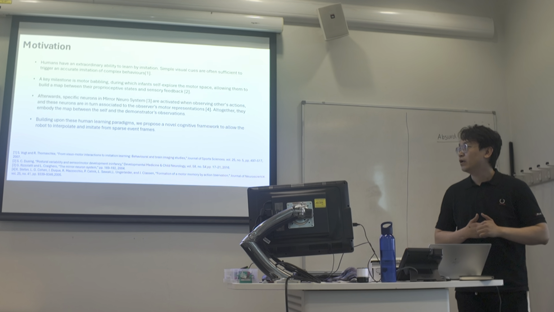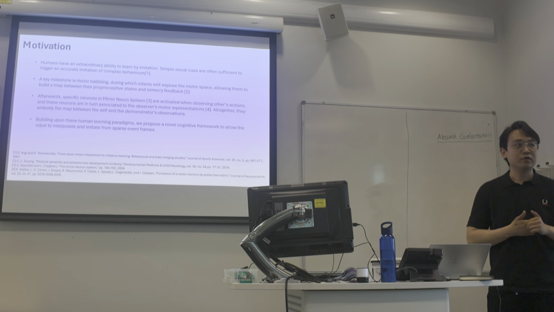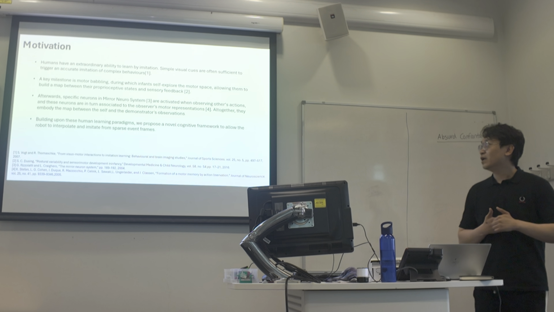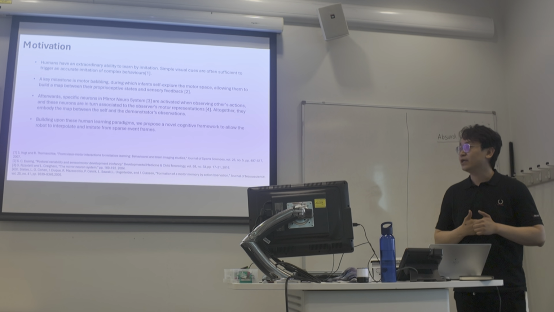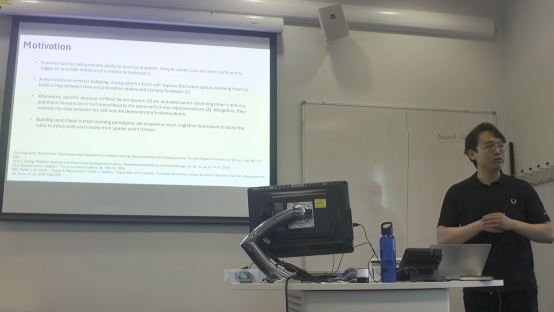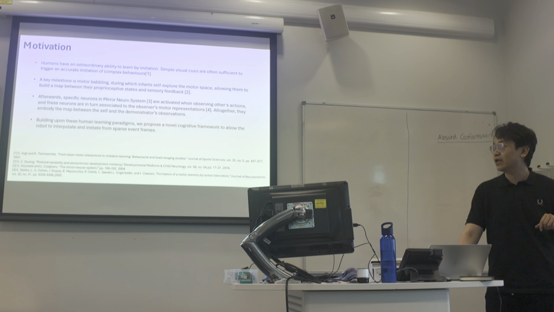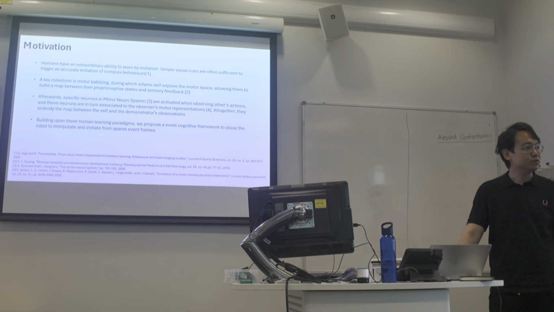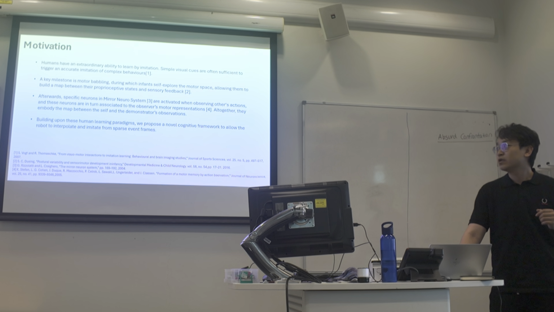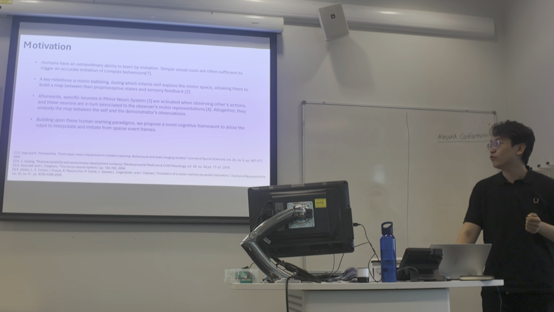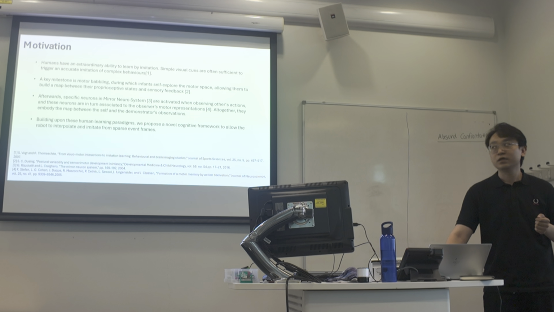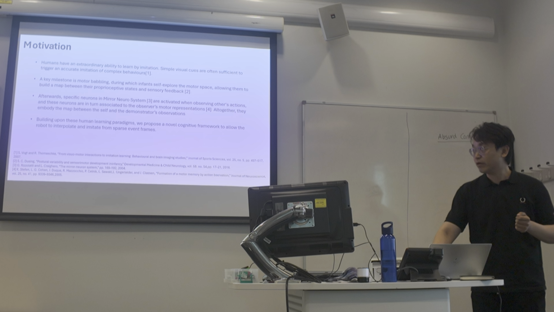Afterwards, a significant finding is the mirror neuron system in humans, where the mirror neuron system can activate specific neurons when observing a demonstrator's movement, and they can associate such observations with their own internal models developed through the motor babbling phase. Building upon these learning principles, we propose a cognitive framework that allows the robot to interpret and imitate from sparse event frames.